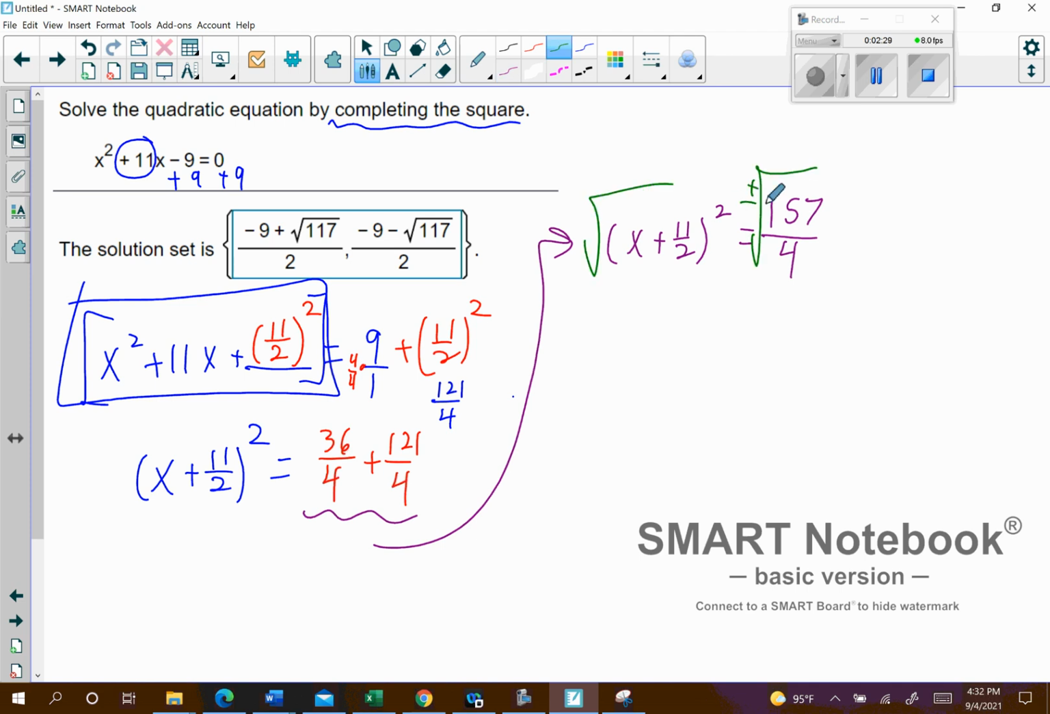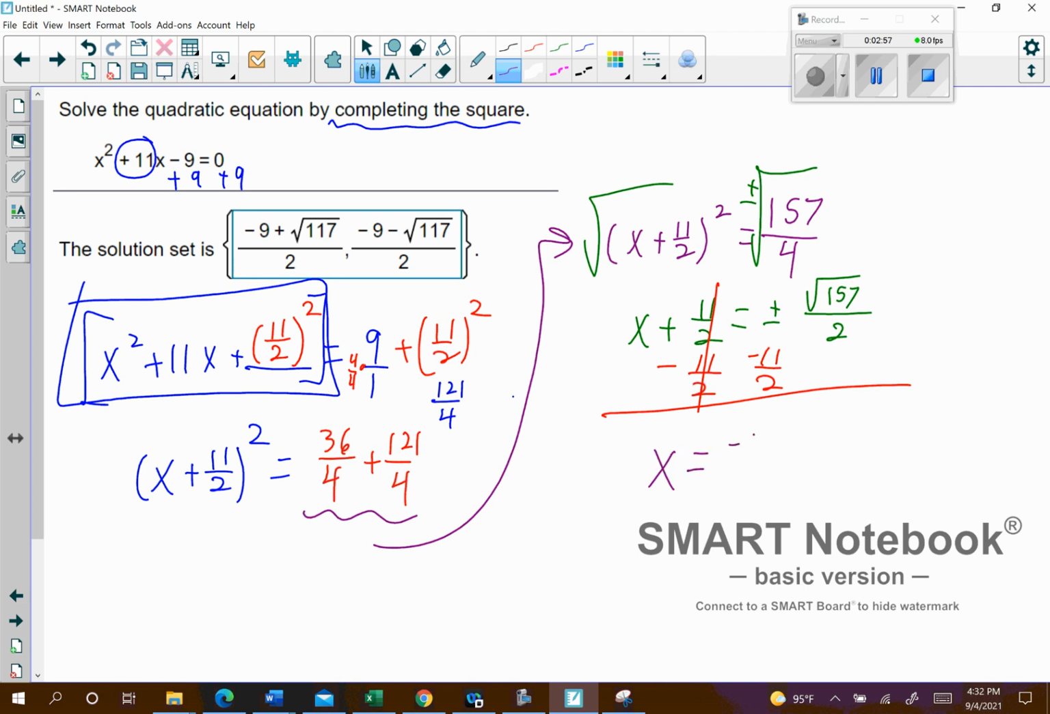Then I'm going to square root both sides, and I have to put plus or minus on the number. So that'll give us x plus 11 over 2 equals plus or minus, and then you can square root each one separately. So the square root of 157 over the square root of 4, which is 2. The last thing I need to do is isolate the x by subtracting 11 over 2 from both sides. So that will cancel out there. So we end up with x equals negative 11 over 2 plus or minus the square root of 157 over 2. I know I did that fast.